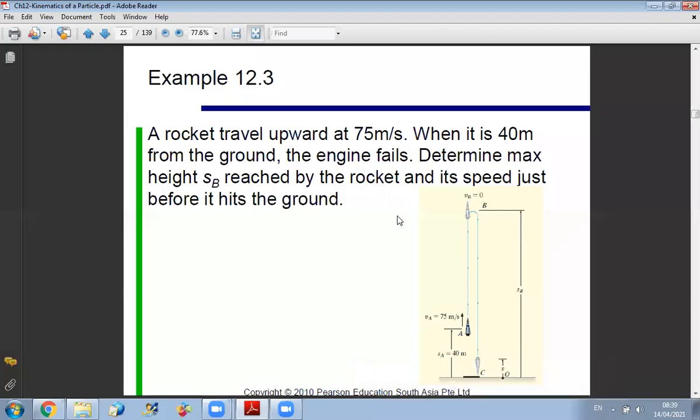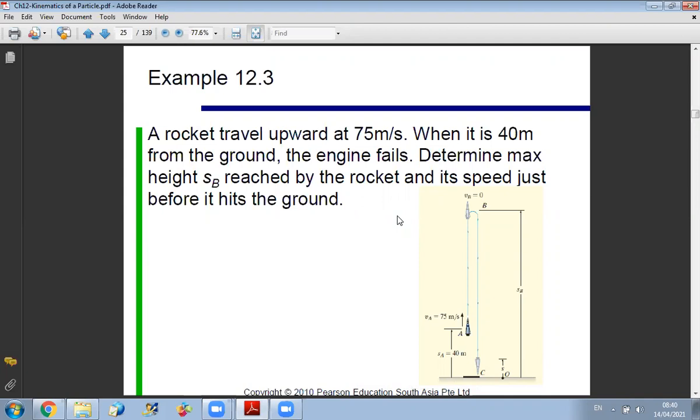Okay, another problem. A rocket travels upward at 75 meters per second. When it is 40 meters from the ground, the engine fails. Determine the maximum height reached by the rocket and its speed just before it hits the ground.